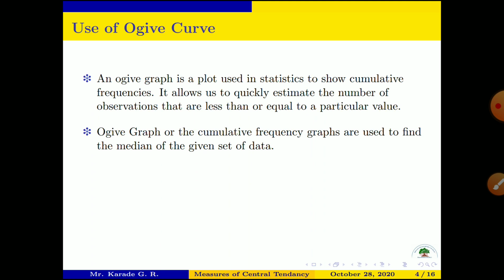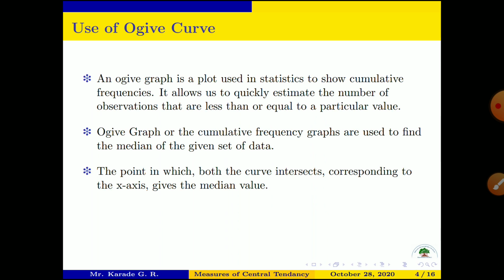Ogive graphs or cumulative frequency graphs are used to find the median of the given set of data. The point at which both the curves intersect, corresponding to the x-axis, gives the median value. So to find the median, the point at which both the curves intersect corresponding to the x-axis gives the median value.